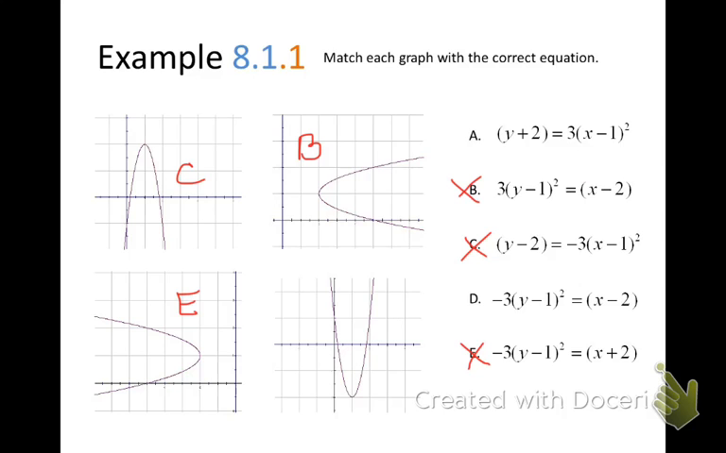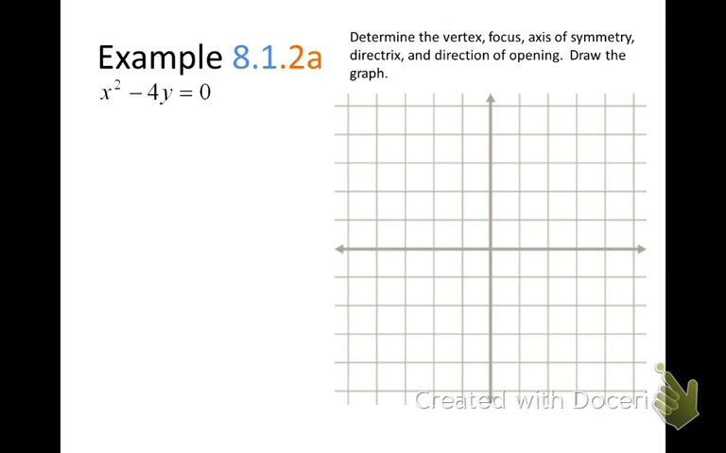So that is graph A, and we've matched them all. D was the equation that did not fit anything else. Any questions on that? Okay. So the next few examples are getting more and more difficult, but basically you're looking for the same thing out of each. You're looking for the vertex, the focus, the axis of symmetry, the directrix, and the direction of opening. And then we need to draw the graph with the 5 main points that we've always plotted.